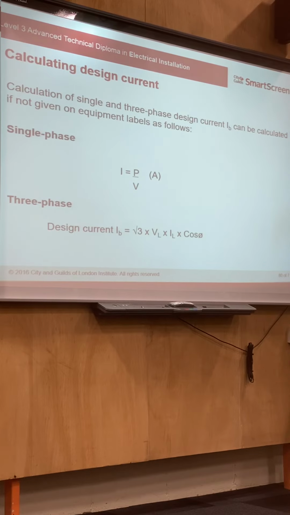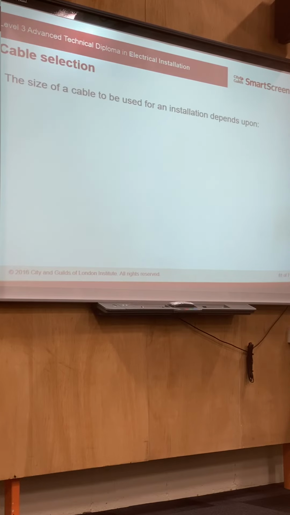Fantastic. Okay, the 3-phase one: the design current, which is IB, is equal to the square root of 3 times the line voltage, times the line current, times the cosine. Okay, our line voltage, does anyone remember what that might be? 230. No, that's single phase, that's VP. VL is 400 volts. That's why we've got the square root of 3 in there to work it off of that, if memory serves me right. It's been a long day, I can't think.